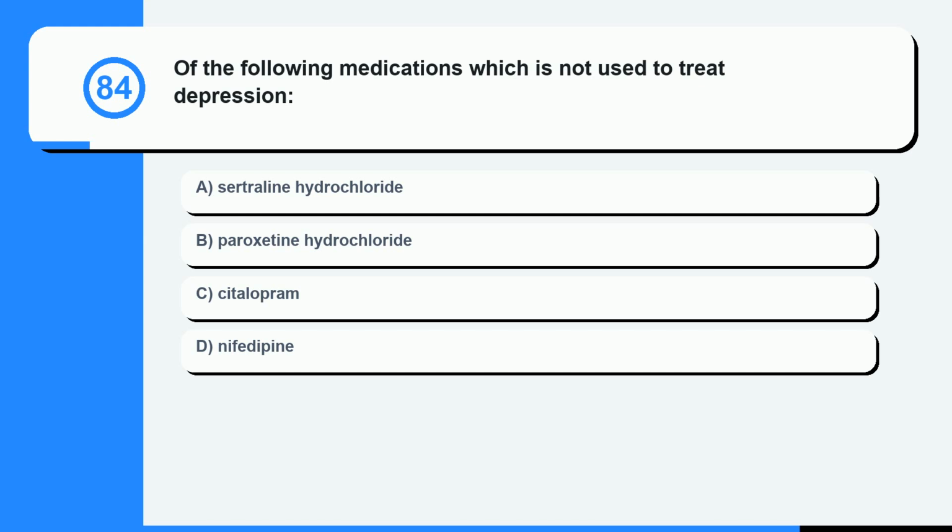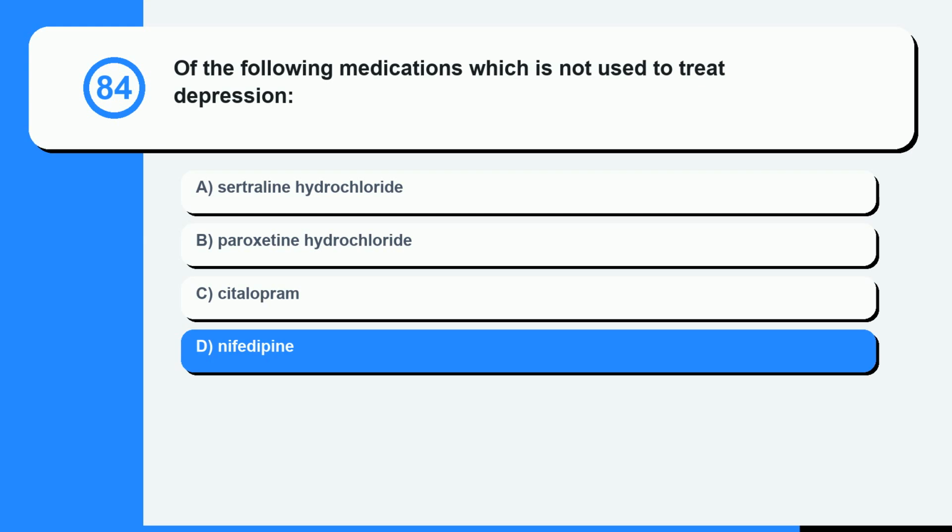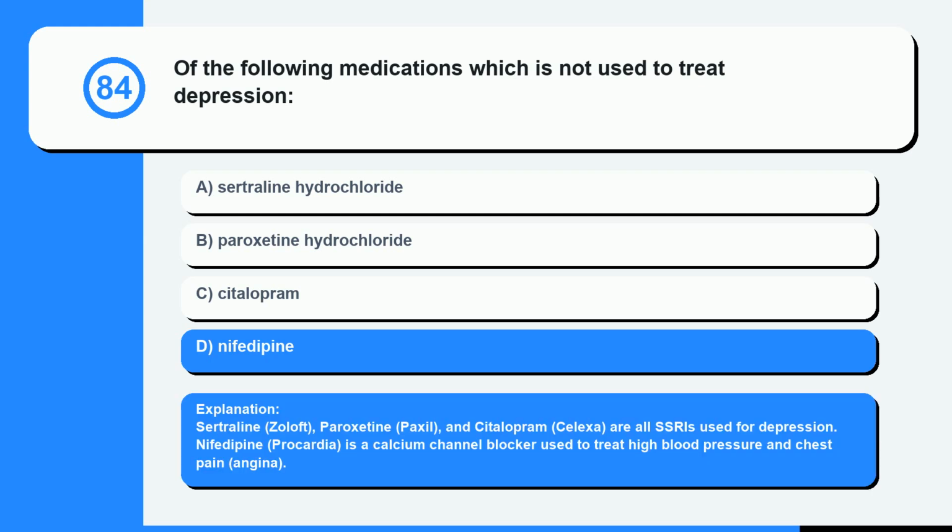0.5. There are 1,000 milligrams, mg, in 1 gram, g. To convert mg to g, divide by 1,000. 500 mg / 1000 equals 0.5 g.